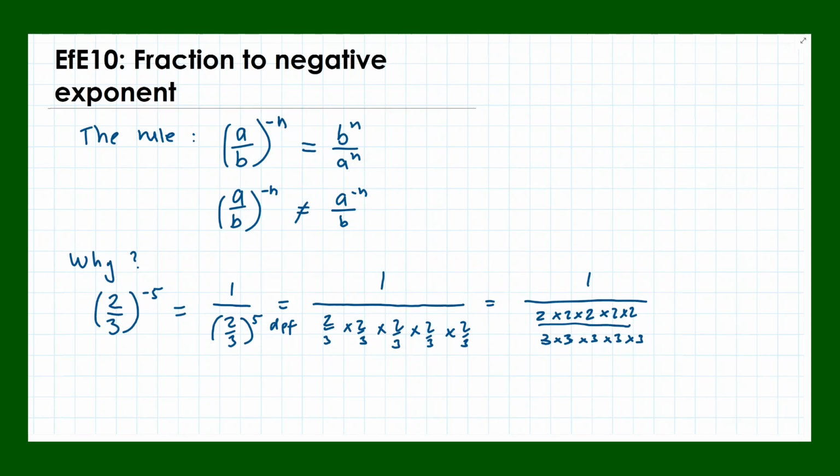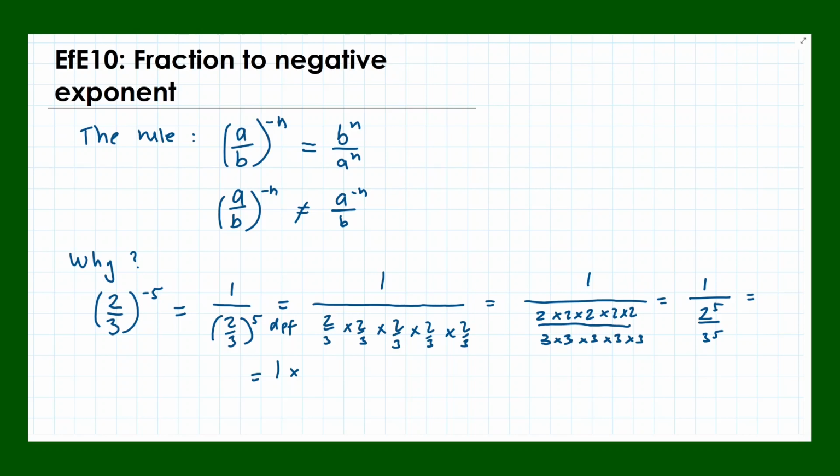So let's make sure that we've got everything. 1, 2, 3, 4, 5 2s and 1, 2, 3, 4, 5 3s. And again, that is just going to be 2 to the 5th over 3 to the 5th. Now, what happens in here? I've got a whole number over a fraction. Remember, a fraction line is actually nothing else but a division. How do we divide by a fraction? We multiply by the reciprocal. What's the reciprocal? It's the fraction turned upside down.